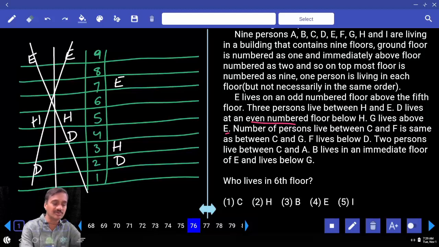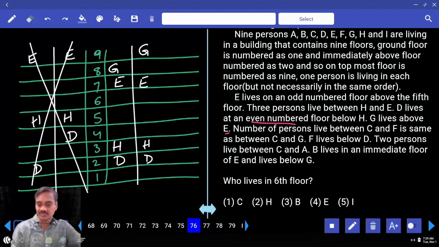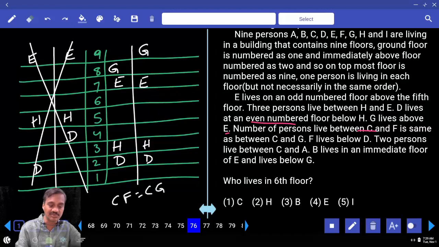And so G lives above E, how many possibilities do we have for this G? 2 possibilities. Either G can be here on the 8th floor or G can be on the 9th floor. And so we are left with these 2 possibilities, H and D. And next one, number of persons in between C and F is the same as C and G. C and F same as C and G, which implies that C must be exactly in between F and G.